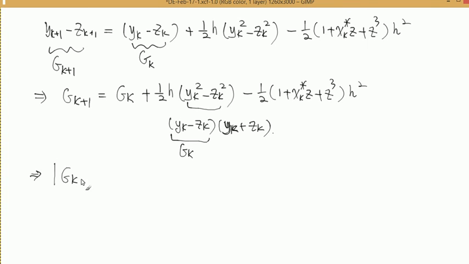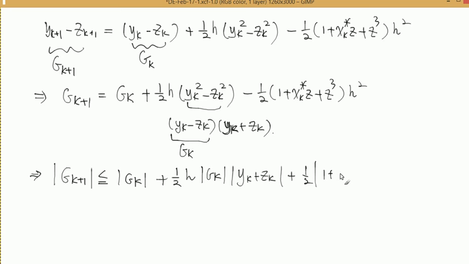If I put the absolute value, this is what we're interested in: how different is it? Replace this one with the larger value, so we're entering greater than. If you put absolute value all around, it's going to be smaller than the absolute value of this one plus the absolute value of that one plus the absolute value of that one. So this is where I'm entering gk, plus all these things. 1/2 h is usually a positive number, and this is gk now. And this one is the absolute value of yk plus zk. You can put that negative inside the absolute value; it's 1/2 there, and of that one.